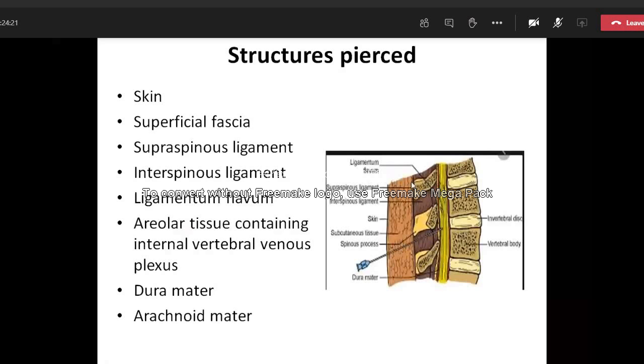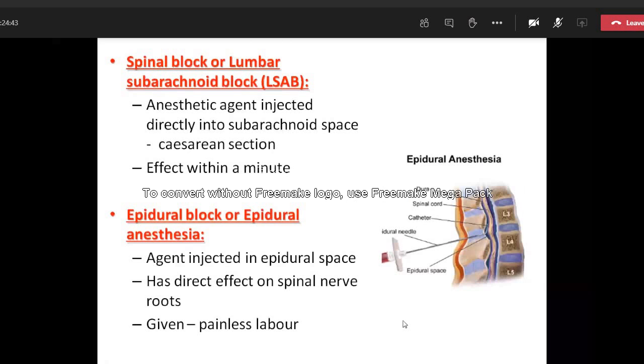ligament, ligamentum flavum also, then areolar tissue, that is in the intervertebral venous plexus. Next is the dura mater, right, and then this is the arachnoid mater, so this is the subarachnoid space. The structures and the space are very important, and the site is also important.